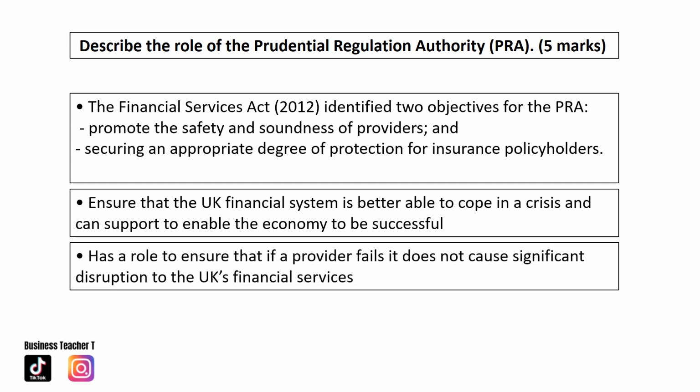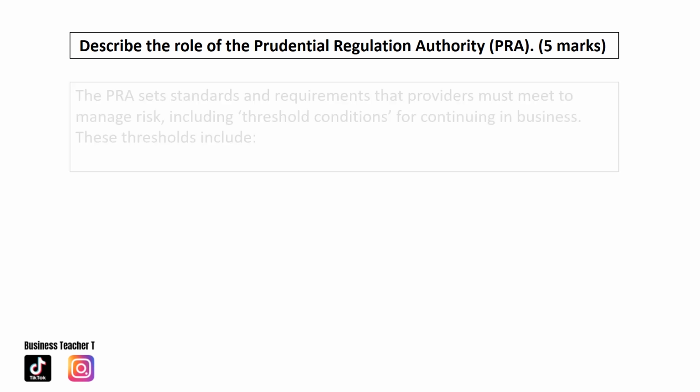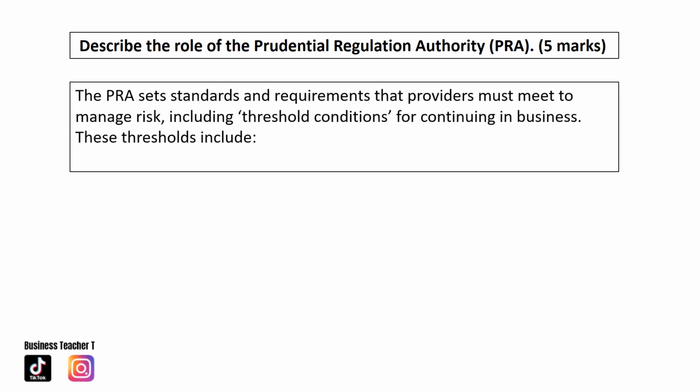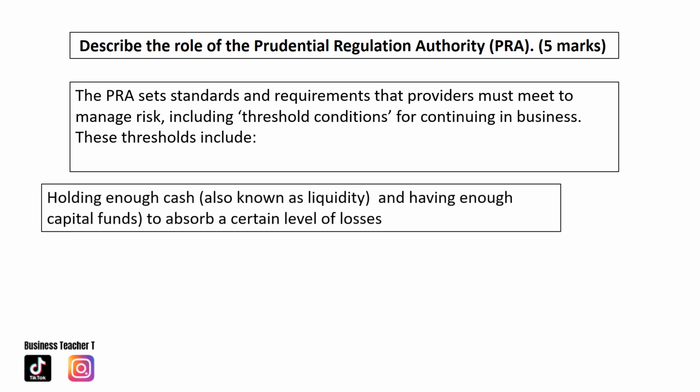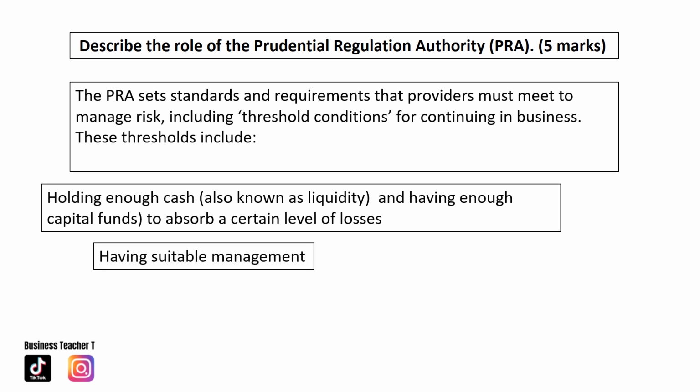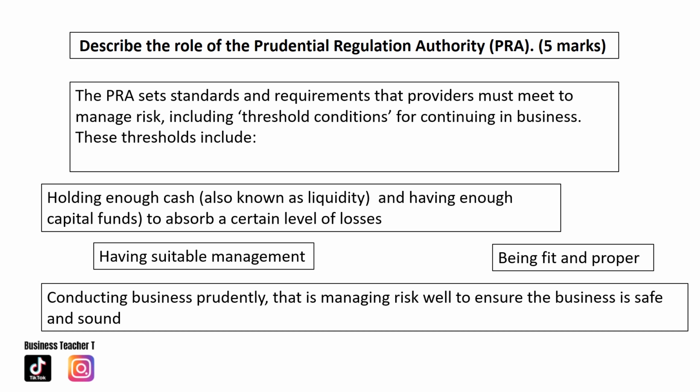The PRA has a role to ensure that if a provider fails, it does not cause significant disruption to the UK's financial services. Additional points that you might include. The PRA sets standards and requirements that providers must meet to manage risk, including threshold conditions for continuing in business. These thresholds include holding enough cash, also known as liquidity, and having enough capital funds to absorb a certain level of losses, having suitable management, being fit and proper, conducting business prudently, that is managing risk well to ensure the business is safe and sound.